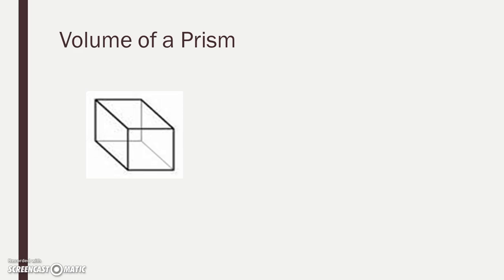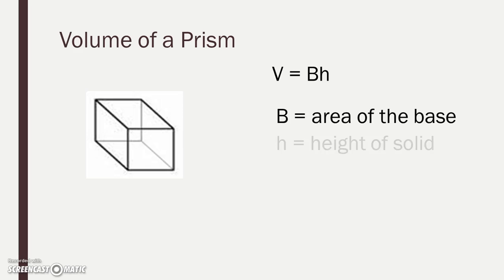So the volume of a prism, the actual formula we're going to use is volume equals the area of the base times the height. So you find the area of the base, and then you just multiply by the height of the prism, not the height of the base. So B, that's the bottom rectangle, is the base, and then the height is the height of the prism.